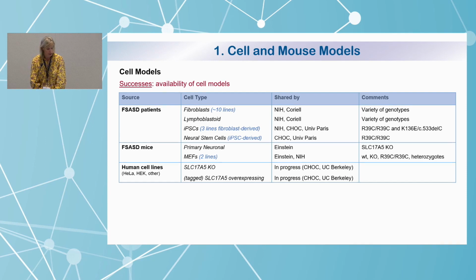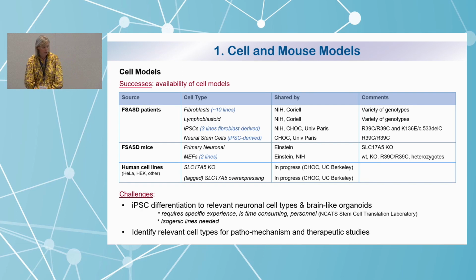Regarding mouse cell models, there are 2 mouse models available. We have embryonic fibroblast from both lines, and primary neuronal cells can be created from the mouse brain knockout at Einstein Medical Center. And we're also working on stable human cell lines with a complete knockout by CRISPR-Cas9 technology or by knockdown technology. It's still in process, and we're trying to tag endogenous SLC17A5 with CRISPR-Cas9 technology to see what this protein does in the cell.